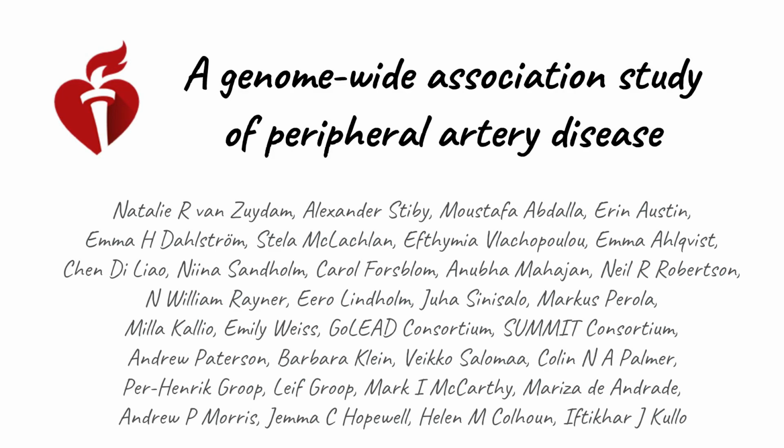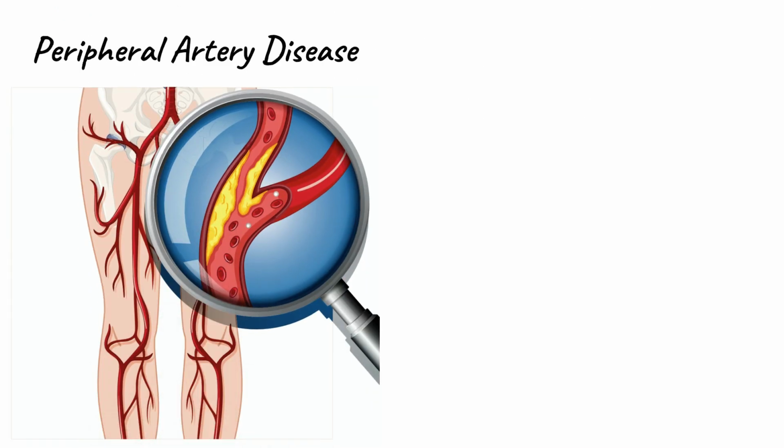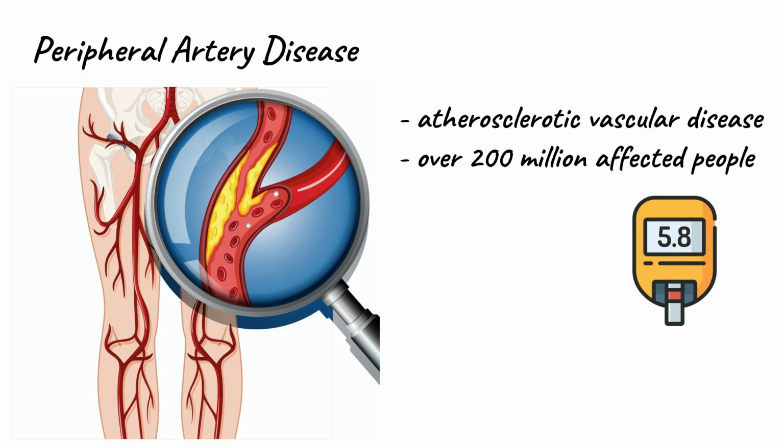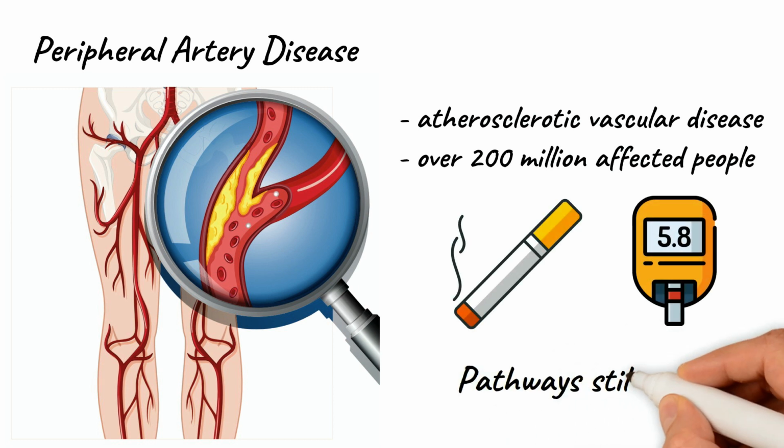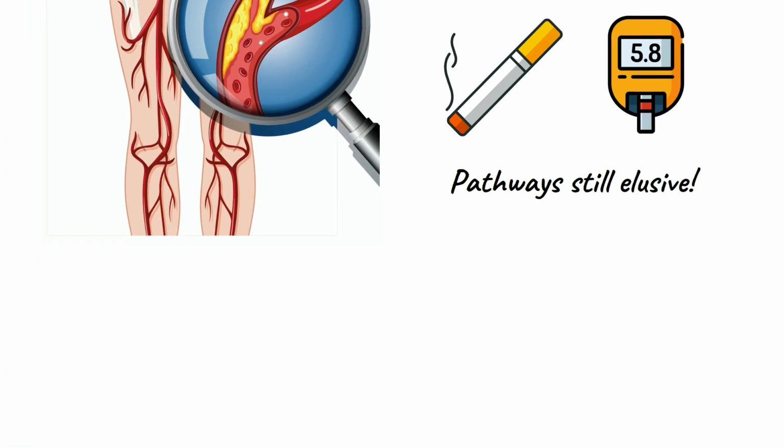Peripheral artery disease, or PAD, is a form of atherosclerotic vascular disease that affects over 200 million people in the world. It is already known that type 2 diabetes and/or smoking can have an impact on the risk of atherosclerosis, and particularly in PAD, but the pathways behind it still need investigations.